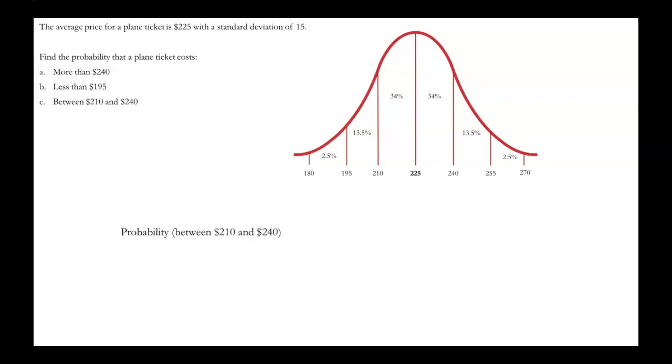Now, the probability that a plane ticket costs between $210 and $240. Well, that's between plus and minus 1 standard deviation. So there's a few different ways we could do this, right? The empirical rule tells us that's 68%. We could also add up your two 34s, right? 34% plus 34% gets you that 68%, or in probability form, it's 0.68. So that's your empirical rule.